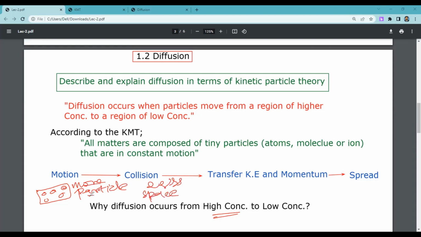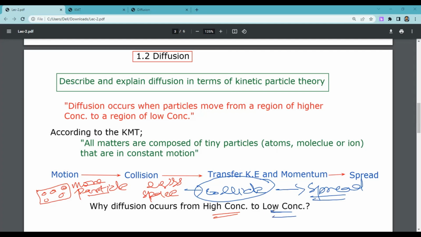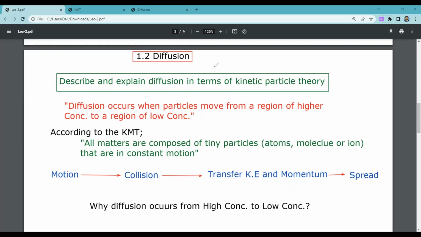If more particles are present in less space, they will effectively collide with each other. Due to their collisions, they will spread out and move toward the region where no particles are present and the concentration of gas or any matter is low. This is the reason why diffusion occurs from high concentration to low concentration.